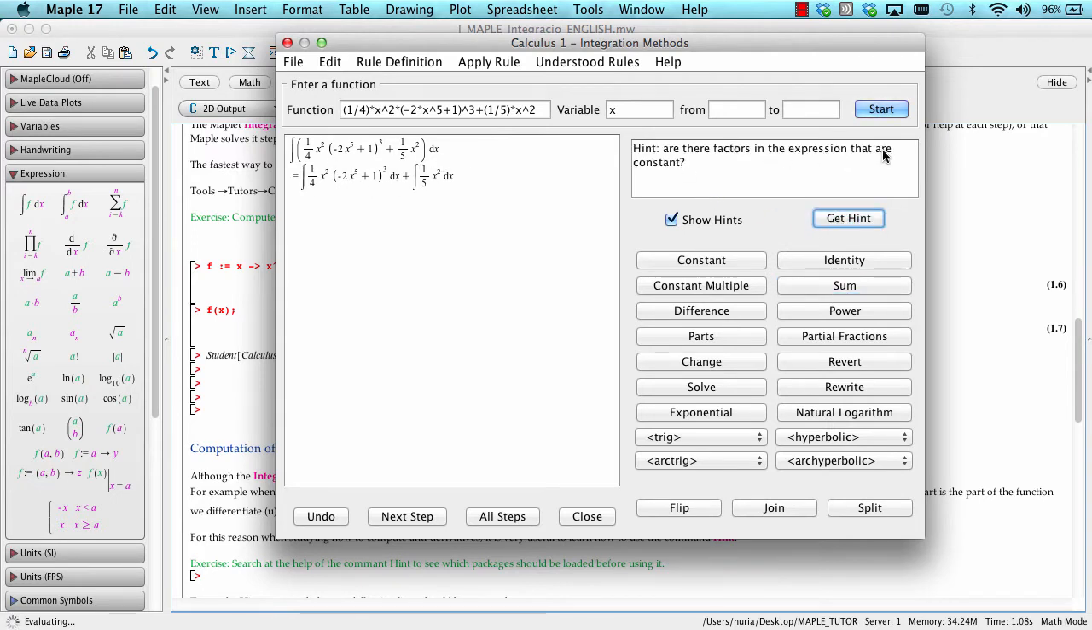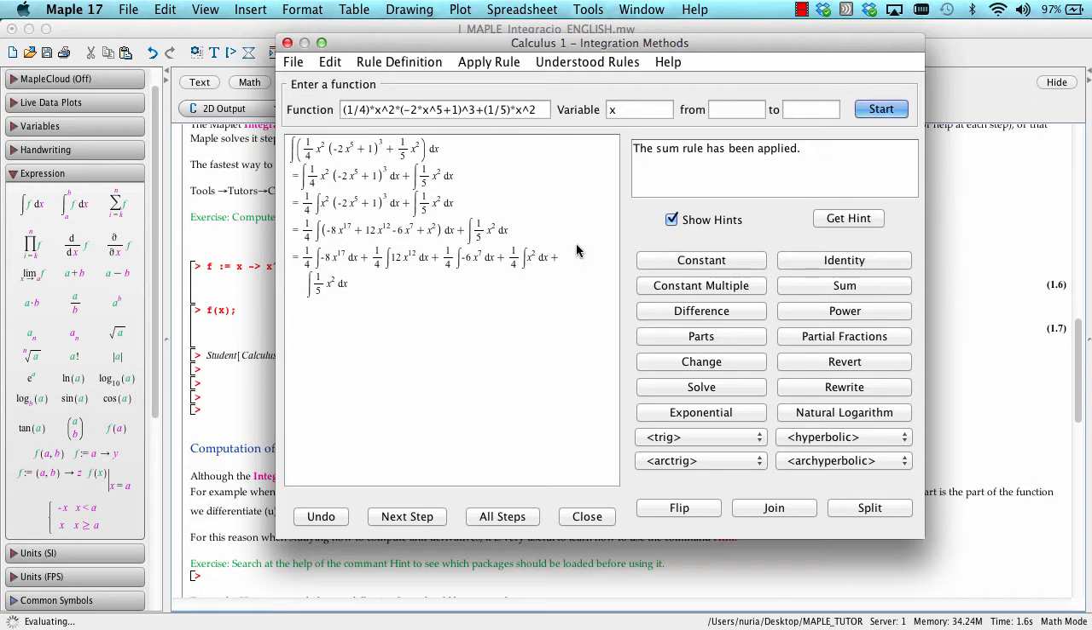Are there factors in the expression that are constant? So we have constant factors that can be taken outside. If we do next step, you will see that we have 1 divided by 4 that is getting outside. Hint, try rewriting this. So now Maple says that you expand this term, next step. So everything got expanded. Next hint, notice the plus. So now it's going to divide all these terms, all at once. Again, are there constant factors? So again, we are going to get the constants out.